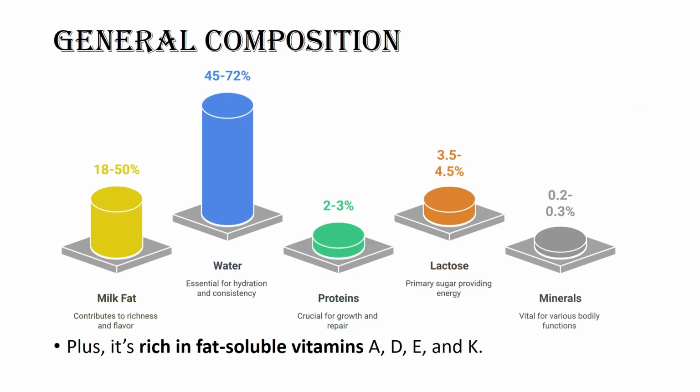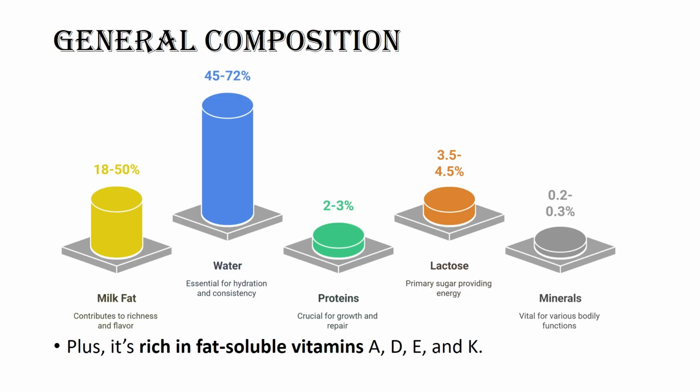General composition. Milk fat ranges from 18% to 50%. Water content varies between 45% and 72%. Proteins are present in the amount of 2% to 3%. Lactose, the milk sugar, constitutes approximately 3.5% to 4.5%. Minerals, also referred to as ash content, are present in the range of 0.2% to 0.3%. In addition to these, cream is notably rich in fat-soluble vitamins, specifically vitamins A, D, E, and K.